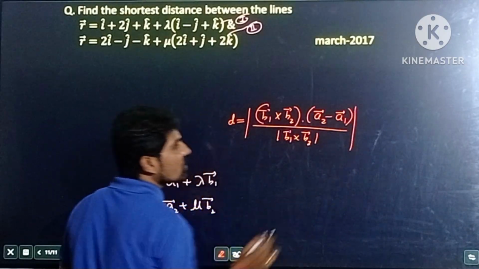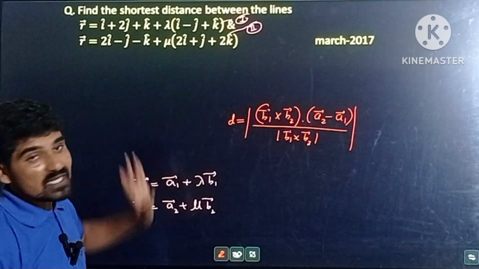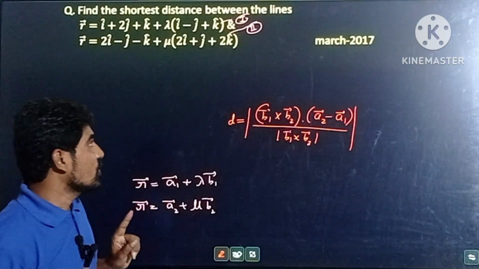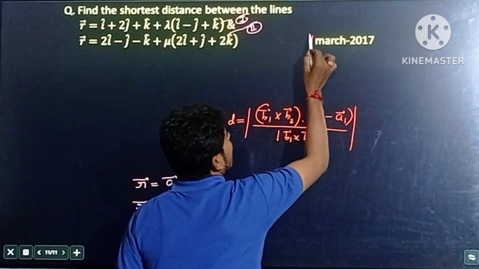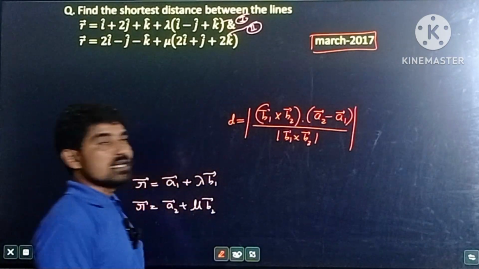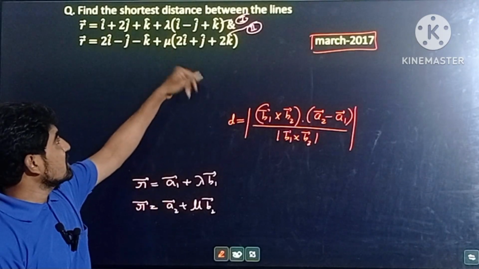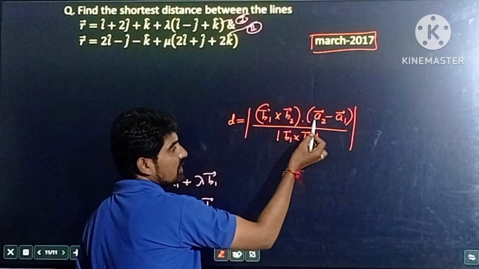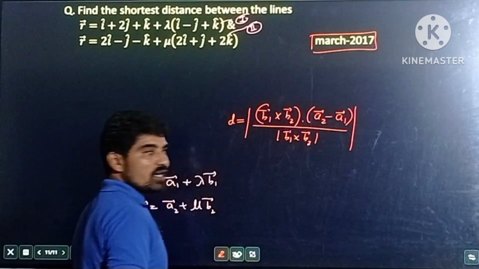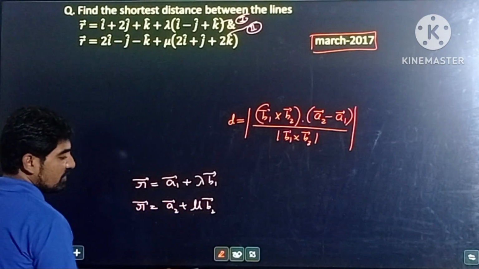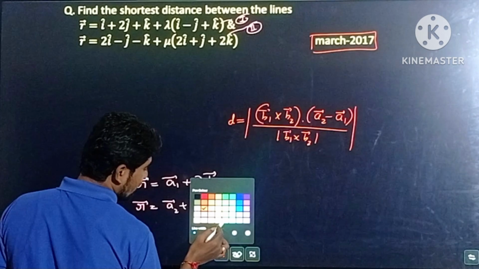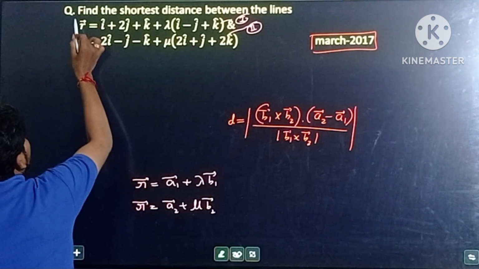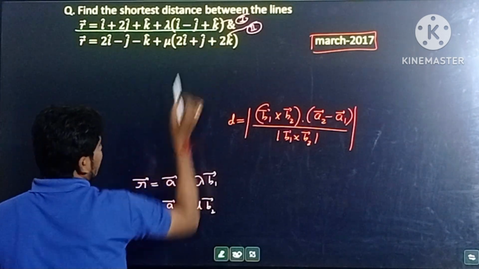So this is the formula to find the shortest distance between the skew lines. And one more thing, this question was asked in March 2017. To identify the shortest distance between these two given lines, we need a1 vector, a2 vector, b1 vector and b2 vector.